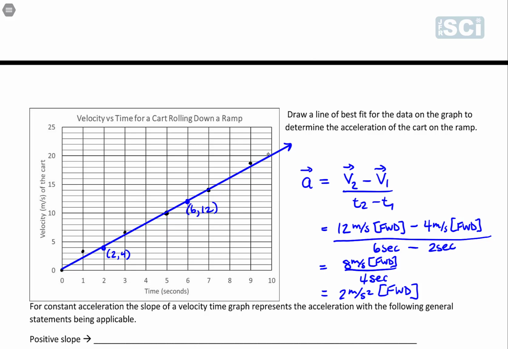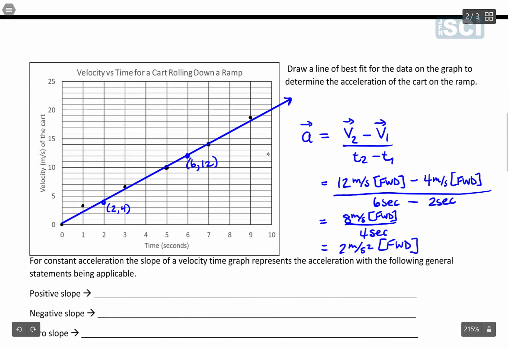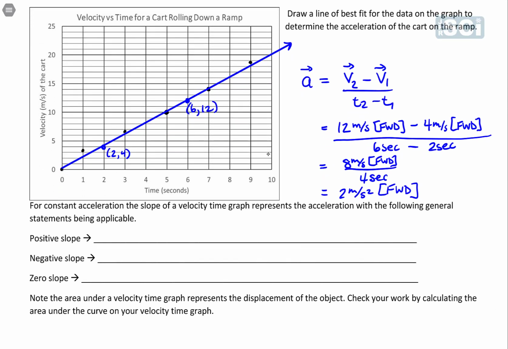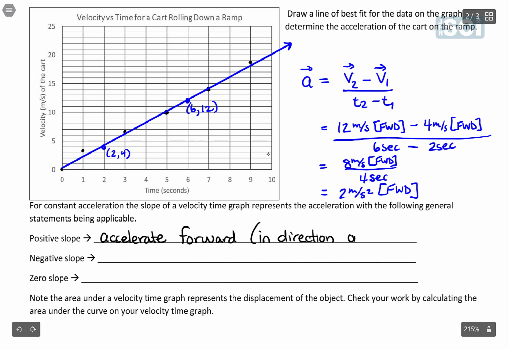Now what we can actually do with this is discuss what will be happening to the object. For constant acceleration, and this is constant acceleration because my velocity is a straight line, the graph can tell you a lot about the object. So if I'm getting a positive slope here, the object is accelerating forward, which means in the direction of motion. So it's accelerating in the direction of motion.